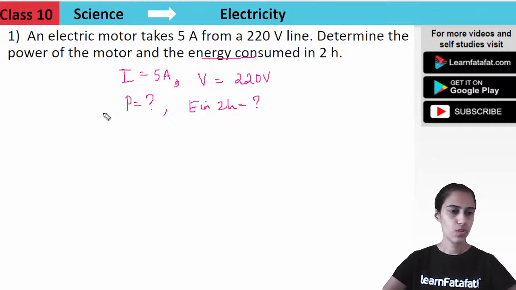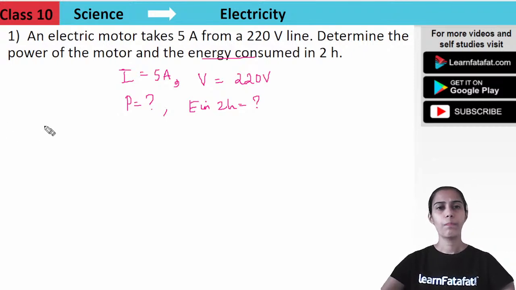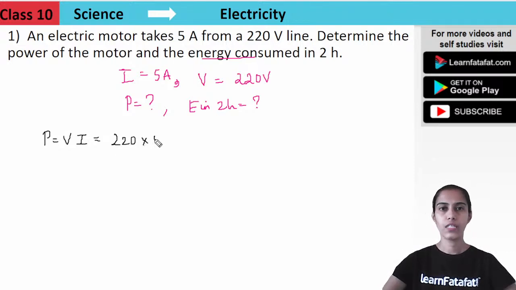Okay, so this is also easy. Let's quickly use the power formula, VI. V is 220, I is 5. So I will get 5 2s are 10, 5 10 plus 1, 1100. What unit will we write? Both are in standard units, so the unit will be watt, right?